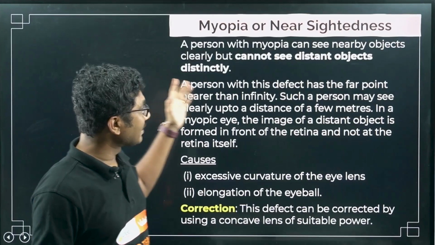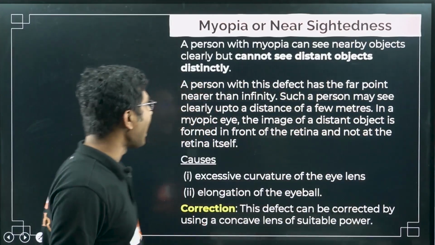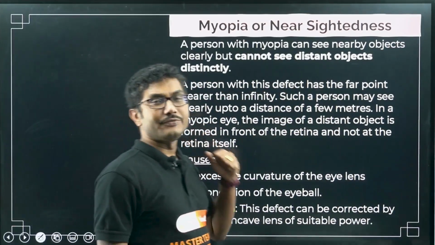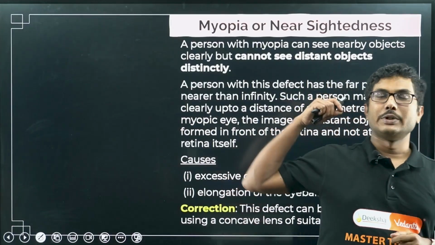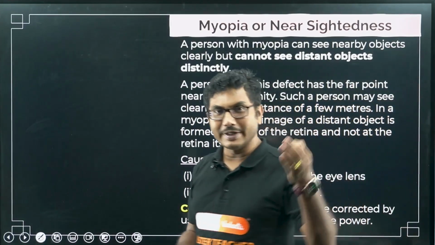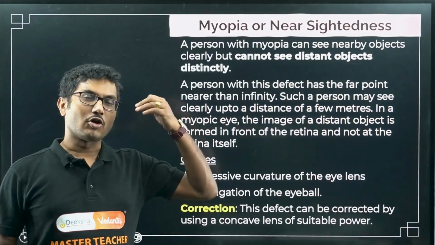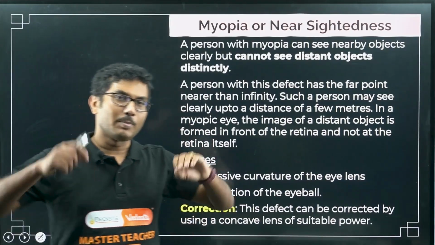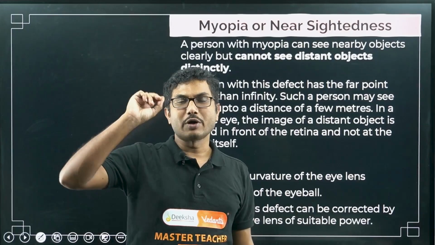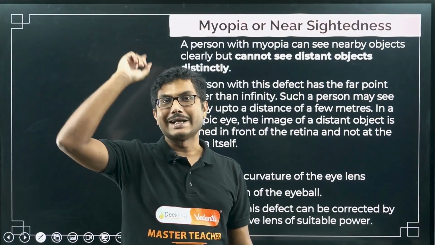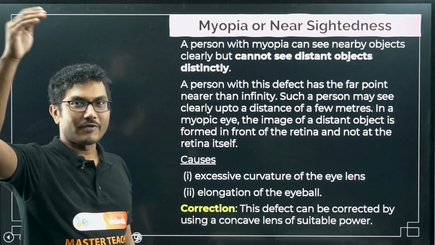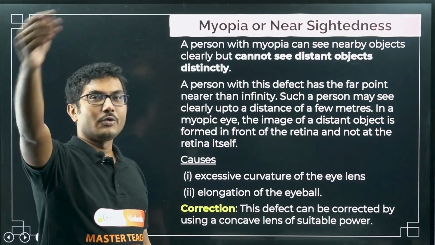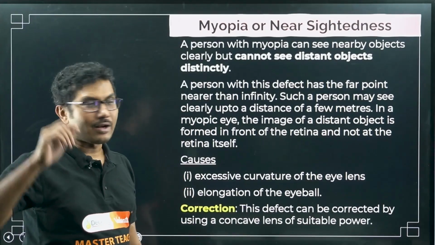First of all, the person with this defect has a far point nearer than infinity. That means normally the far point is at infinity. I already told you that a normal person can see objects between 25 centimeters up to infinity, but if somehow your eye cannot detect infinity as its far point, the far point comes forward, and then this defect can occur.